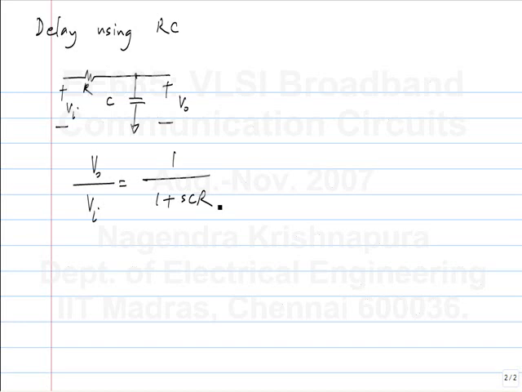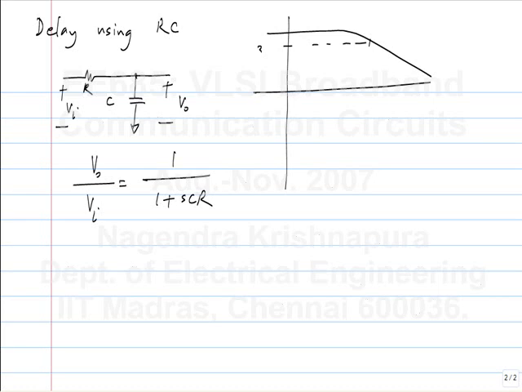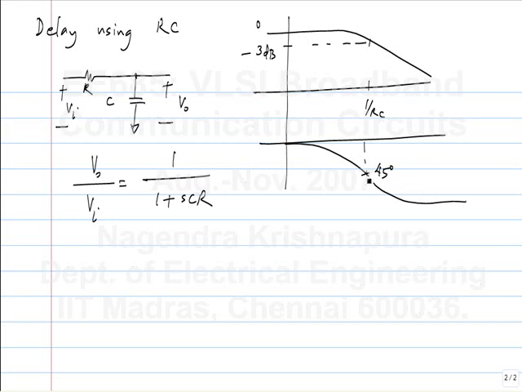If you plot the magnitude response, it has a 3 dB roll off at 1 over RC. And if you plot the phase response on a log scale, this is a minus 45 degree line. And at low frequencies, what is the delay? What is the phase response of this filter? Minus tan inverse omega CR.